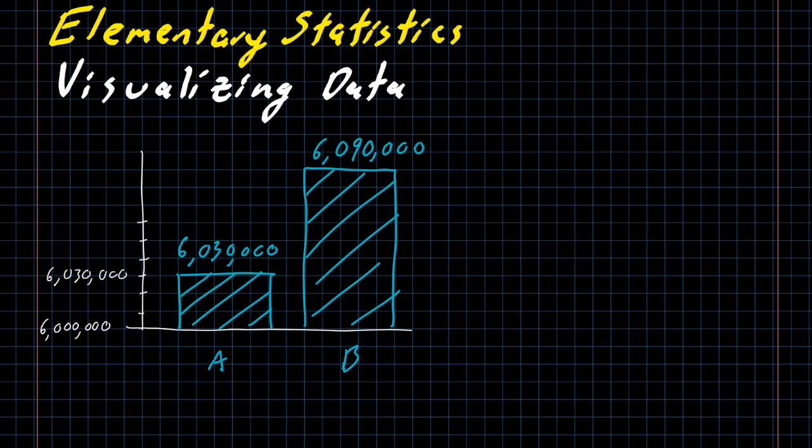And in fact, it is measuring starting at 6 million and counting by 10,000. Certainly, there's a difference between 6 million 30,000 and 6 million 90,000, but it's not really much of a difference.